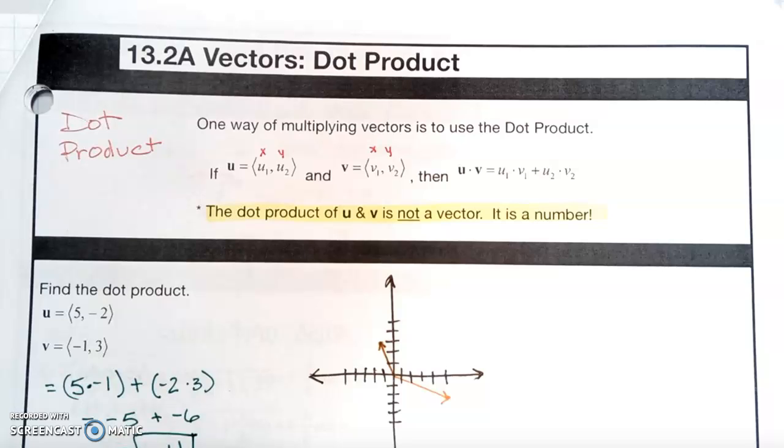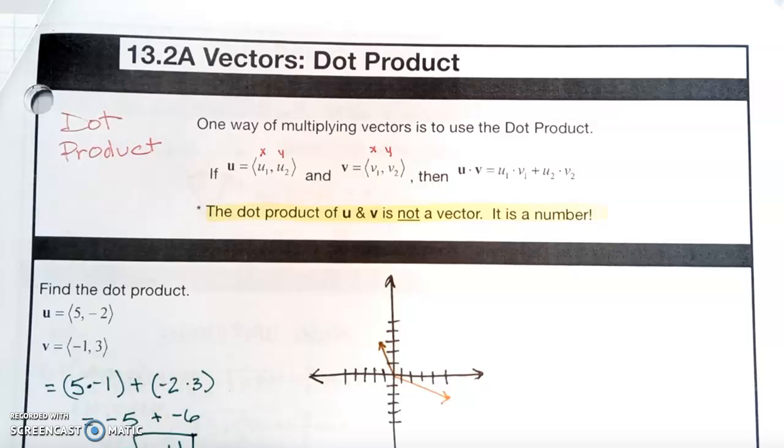You're going to take the first value of the first vector and multiply it by the first value of the second vector. Then you're going to take the second value of the first vector and multiply it by the second value of the second vector. Then you're going to add them together. Make sure you follow that order of operations. Multiply first, and then add second.